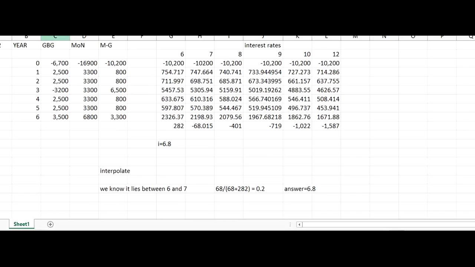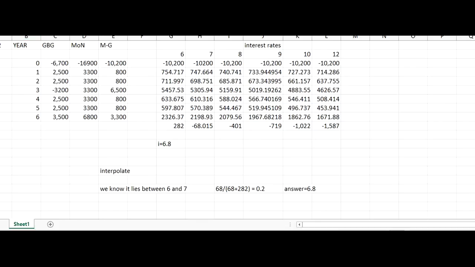GBG has been given with an initial cost of 6700, so it's a negative value, and MON has been given with an initial cost of 16,900, so it is again a negative value. Now for the year 1, how do you get a value of 2500?